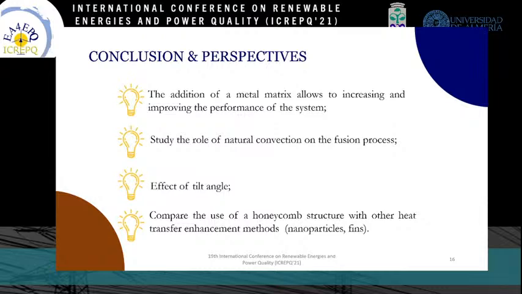According to the numerical analysis carried out using ANSYS Fluent, we conclude that the addition of a metal matrix allows increasing and improving the performance of the system. At the moment, we are comparing the use of a metal matrix with other heat transfer enhancement methods. And we also intend to study the effects of tilt angle on the system performance.